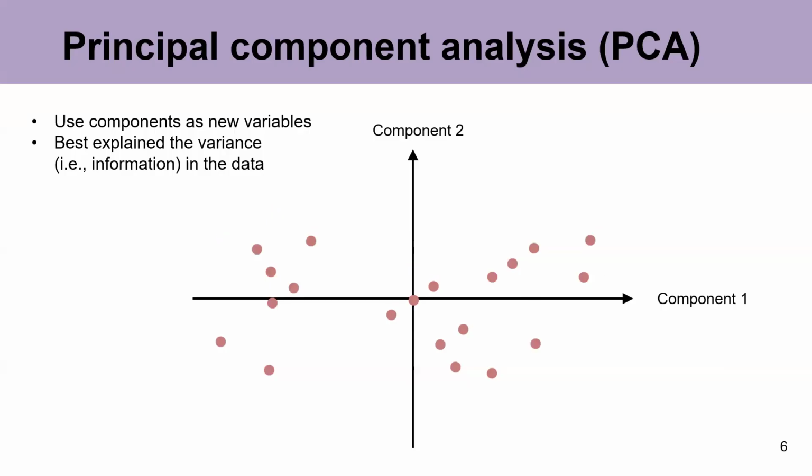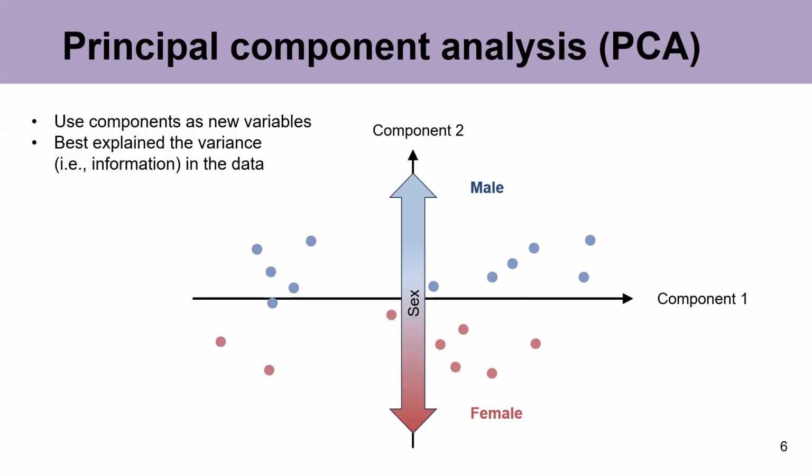And another example, if I have all the males on top, females below, then my second component is capturing the sex factor, right? So basically, when we're interpreting components, we're looking at what's basically on the two opposite ends.